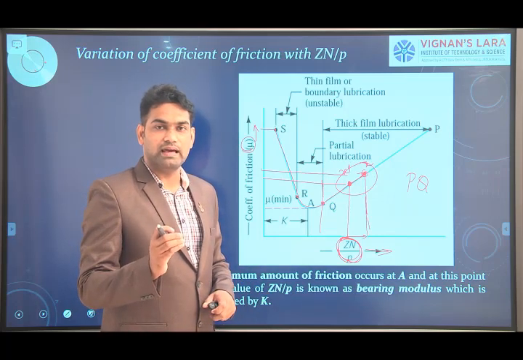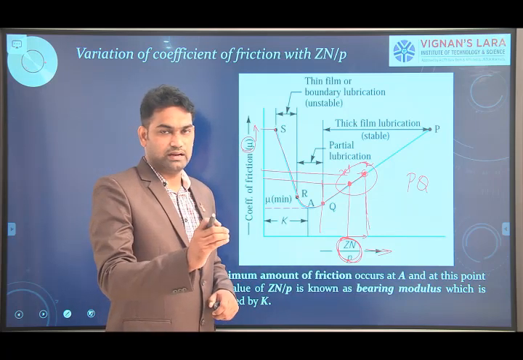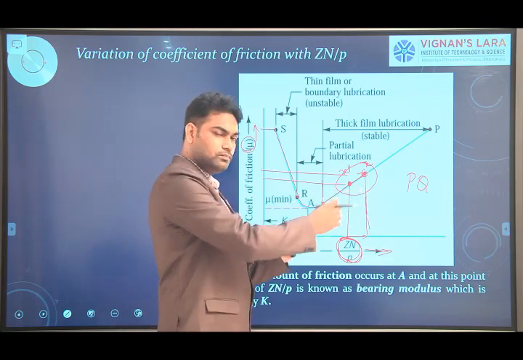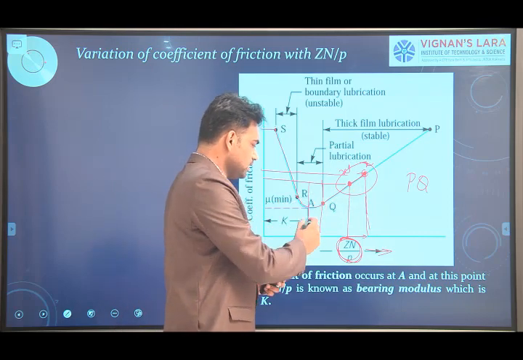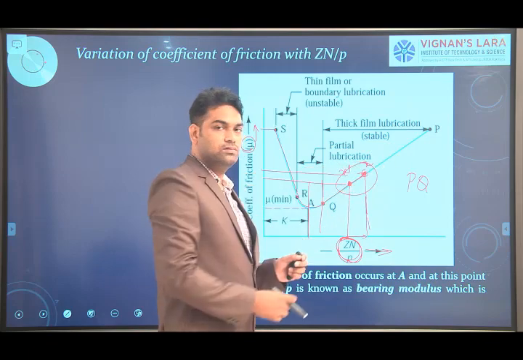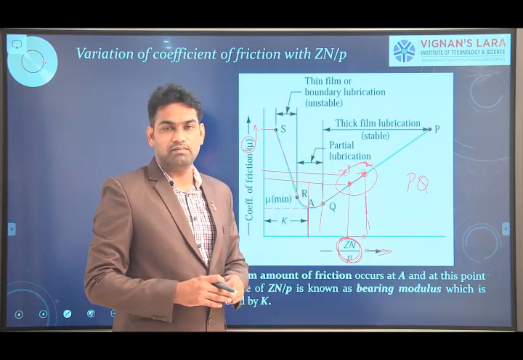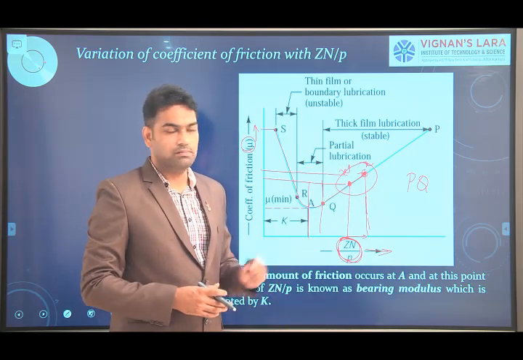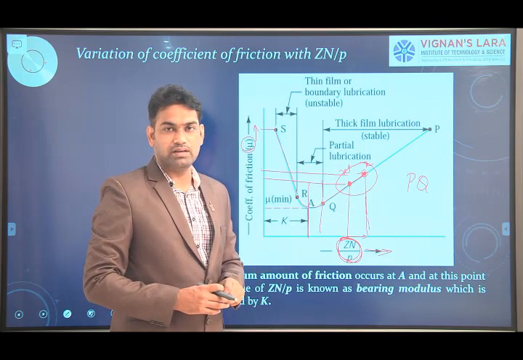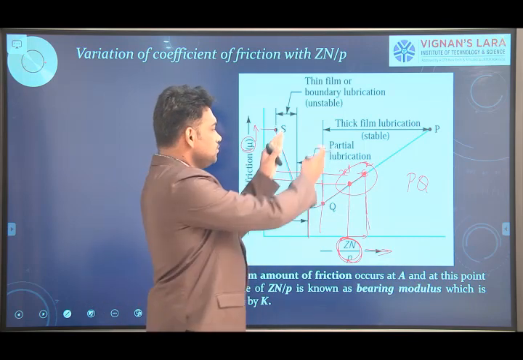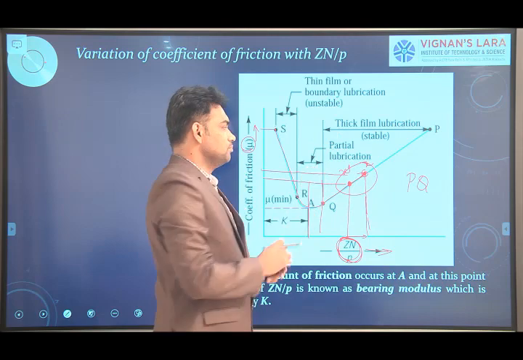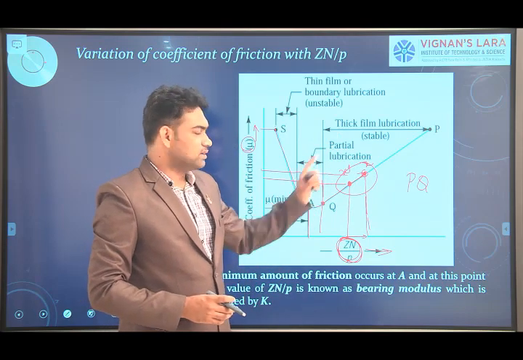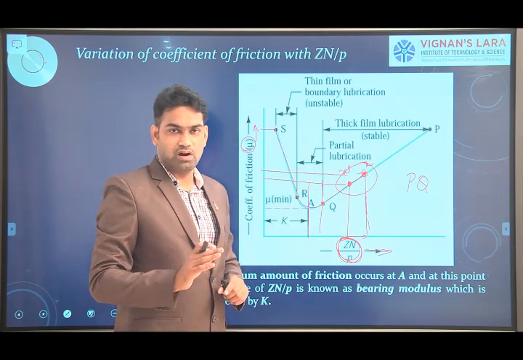If the value of the bearing characteristic number is greater than this value, at point A, then beyond that value the bearing can operate in the thick film. Below this region, it is operating in thin film. In between there is a region we call the mixed region, where partial lubrication takes place, which is also not desired.